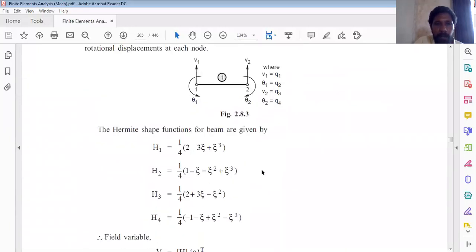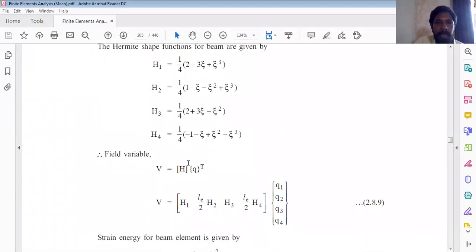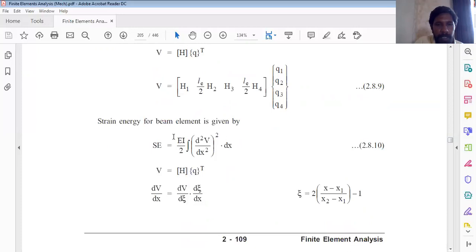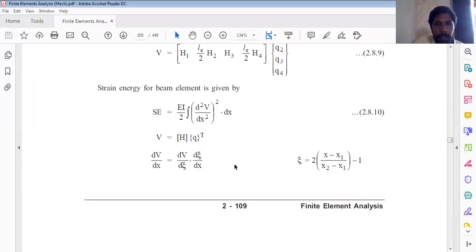First of all, you have to consider the shape functions, and we know the field variable V is equal to H into Q. H can be written as H1, Le by 2 H2, H3, Le by 2 H4, and Q is nothing but the displacement vector, which is Q1 Q2 Q3 Q4. And we have to consider the strain energy for beam element, which is given by EI by 2 integration of (d square V by d x square) whole square into dx.